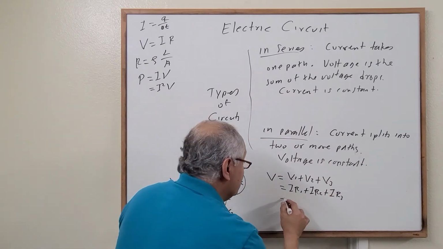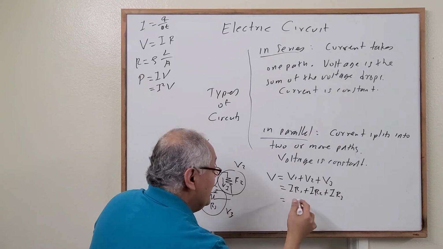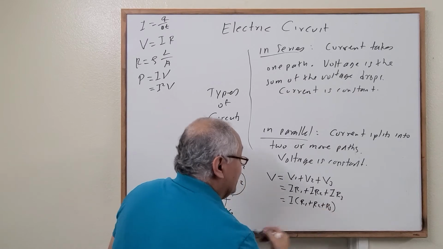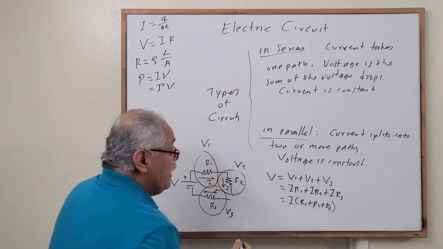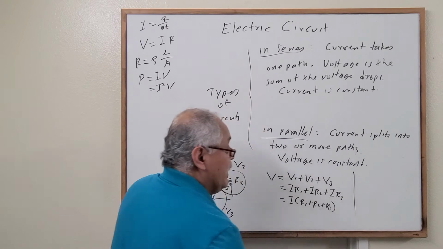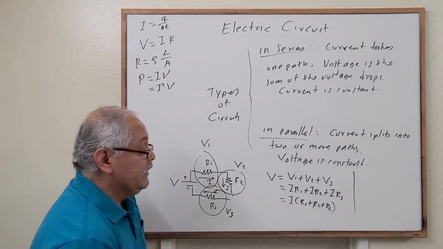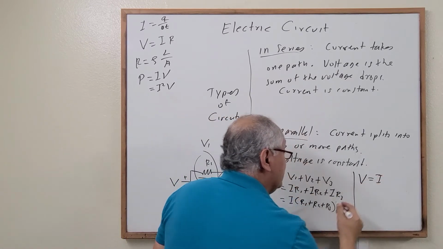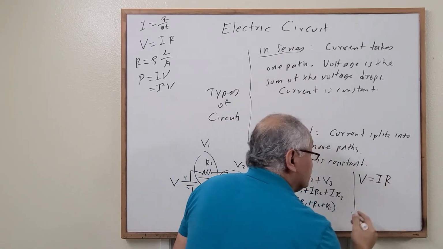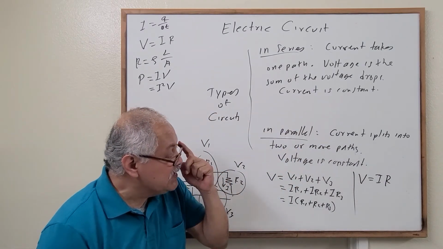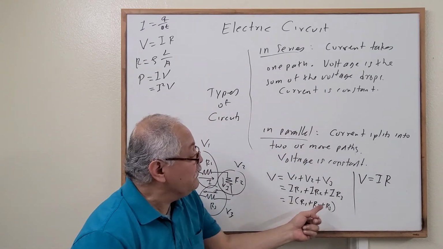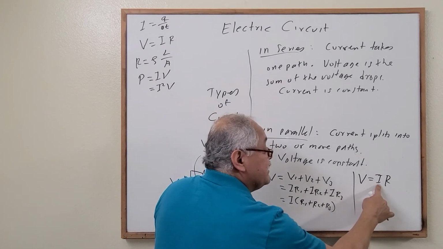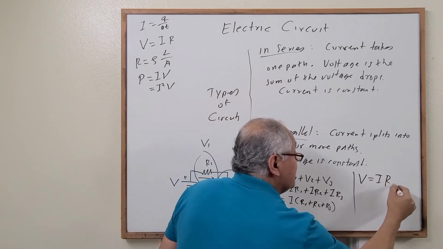And what do we have? This equals current times resistor 1 plus resistor 2 plus resistor 3. Correct? And when we compare this to Ohm's law, the formula says that the total voltage equals the total current times the total resistance. In this analysis, we call this the equivalent resistance. Correct? So it's going to be voltage equals current times the equivalent resistance.